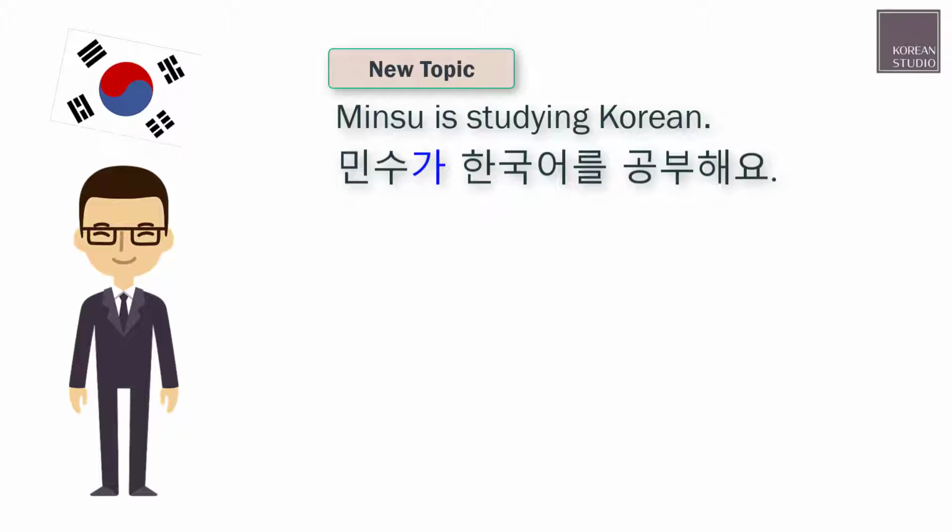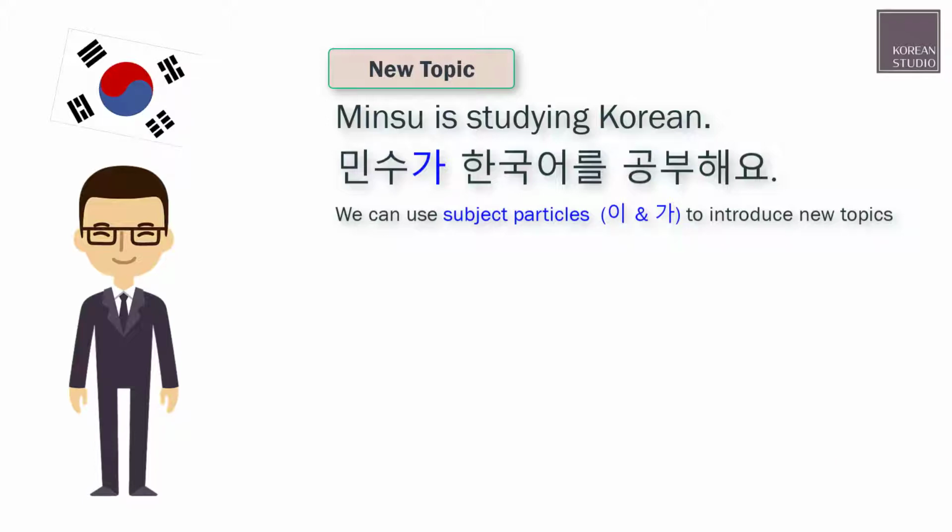Now, we've already seen this sentence before, but 한국어 means Korean language, and 공부해요 is made from the verb 공부하다, which means to study. So coming back to the main point, we use the subject particles 이 and 가 to introduce a new topic in the conversation.